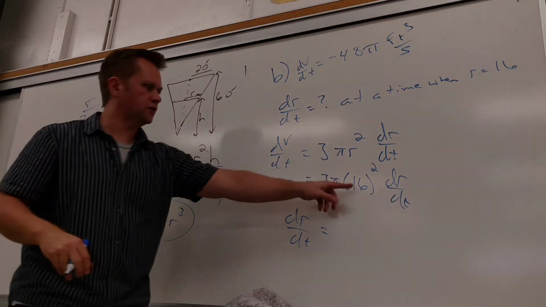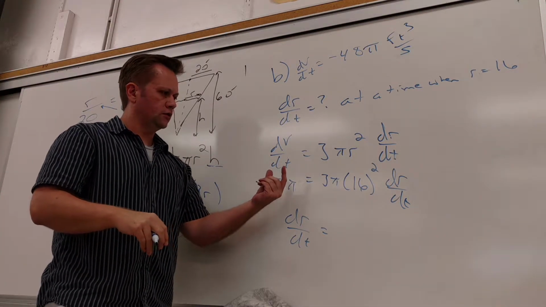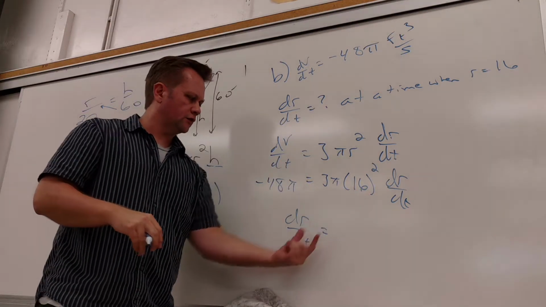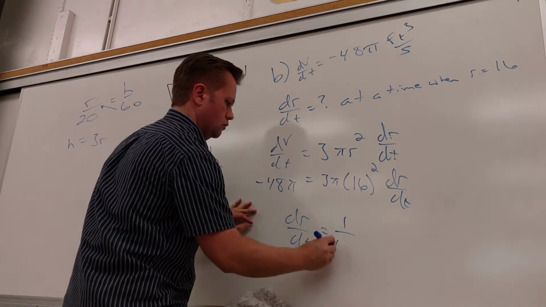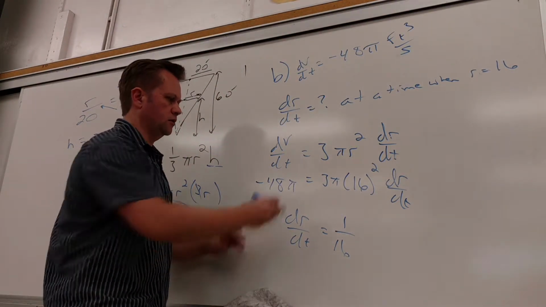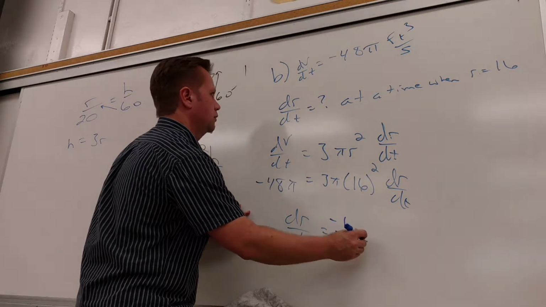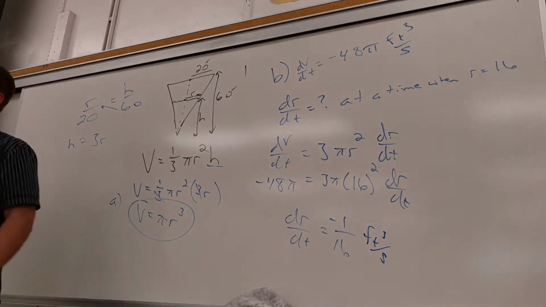3 times 16 is 48, and the 48 pi cancels, right? And then you have a 16 left, so it should be 1/16, right? 1/16 what? Cubic feet. Negative, yeah, thank you. Cubic feet per second, yeah. There should be only 1 foot per second.